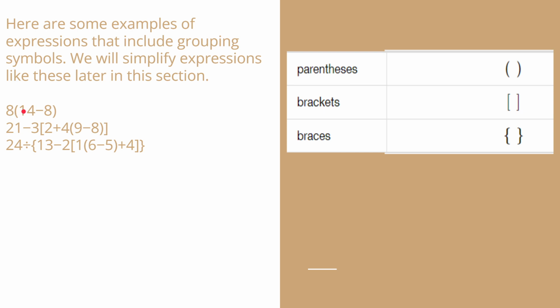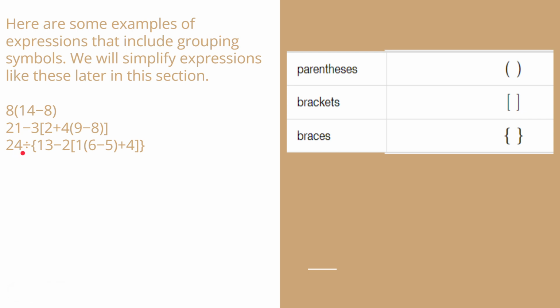So for this one is 14 minus x and times the x. This one is 9 minus x, which is 1. 1 times 4 is 4. 4 plus 2 is 6. And then 21 minus 3 times 6.